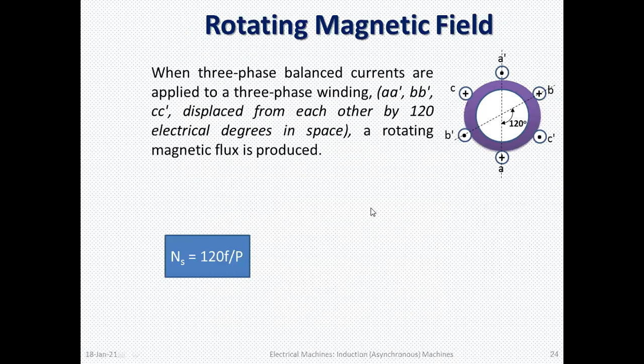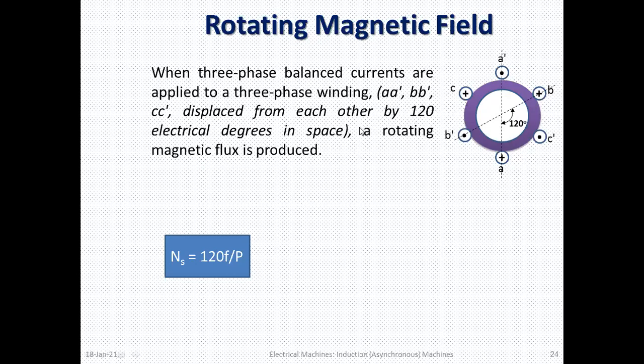Now I am going to discuss one more important part: when three phase balanced currents are applied to a three phase winding, A A dash, B B dash, and C C dash, displaced. Dot means outside, and cross means inside. The current flowing is inside here, and outside here. We can very easily see that there is a 120 degree difference between each phase. A A dash, B B dash, this angle is 120 electrical degree in space, and a rotating magnetic field is produced.